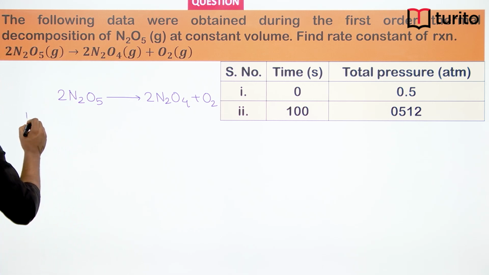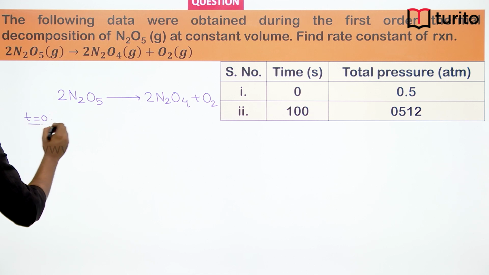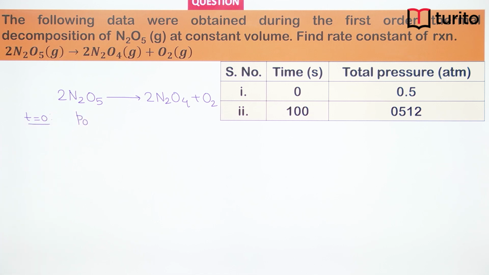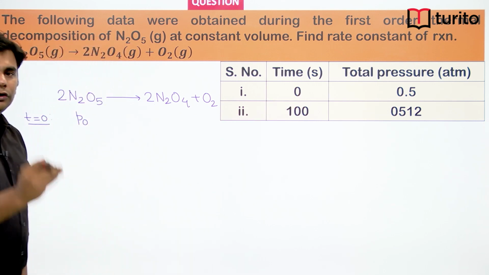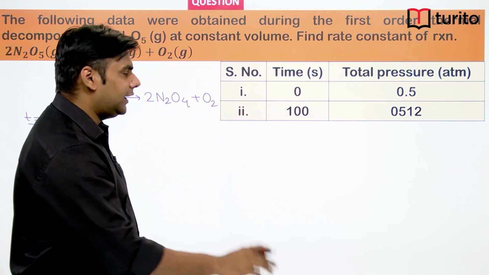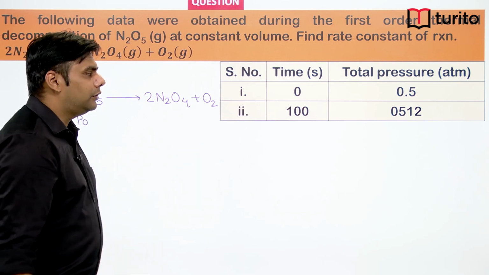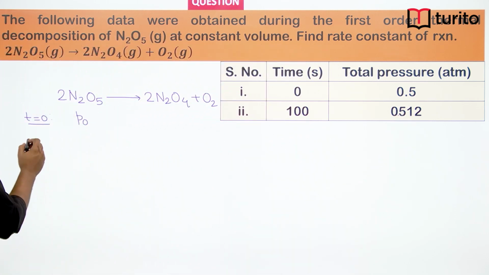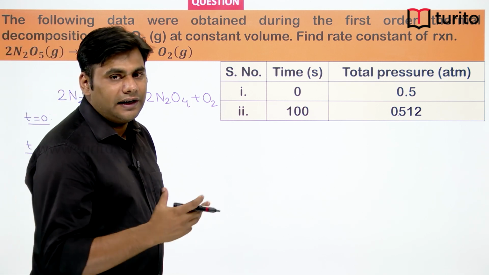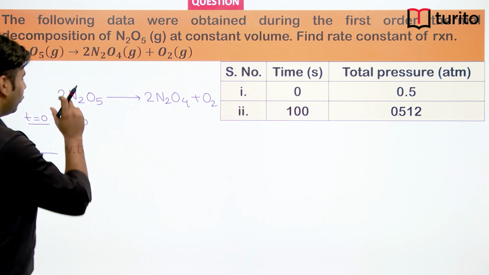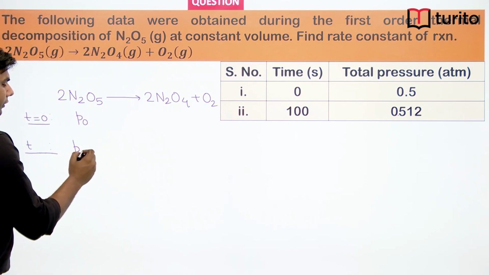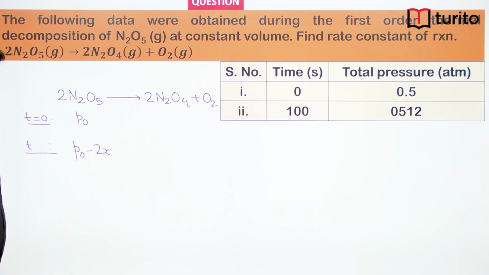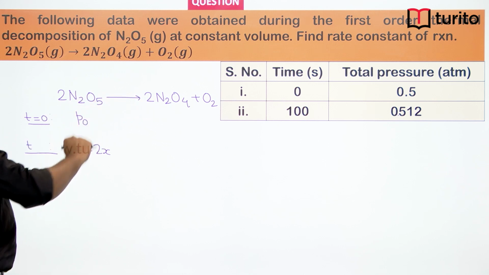So let us say that at time t equals 0, the pressure was P naught. We know that the value of P naught is 0.5. We'll write in terms of unknown P naught and Pt, and when we finally get the expression, we'll just substitute those values. This is basically 0.512. After time t, we'll say that the extent of reaction is x in terms of pressure, defined per mole. Because 2 moles of this is reacting, this would lead to a decrease of pressure by 2x. So after time t, we would be left with P naught minus 2x. Now we know that 2 moles of this is forming 2 moles of N2O4.